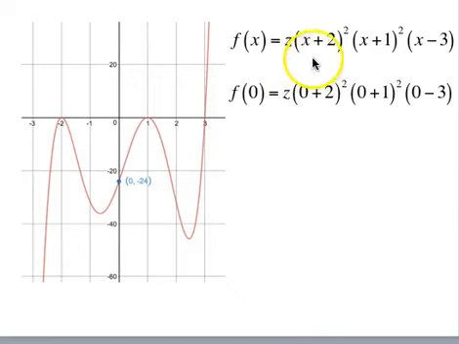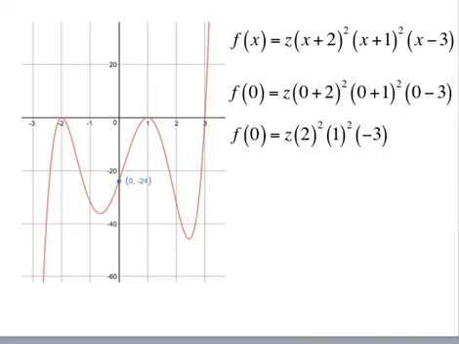And plugging in 0, 0 plus 2 squared, 0 plus 1 squared, 0 minus 3. 0 plus 2 is 2, squared is 4. 0 plus 1 is 1, squared is 1. 0 minus 3 is negative 3. Multiplying all that together, we get f of 0 is negative 12z.